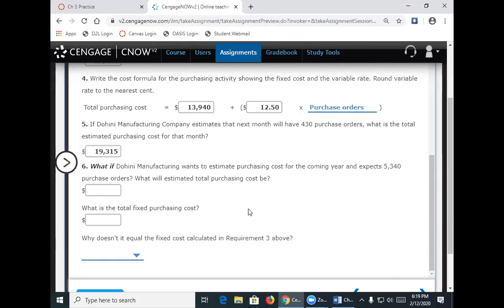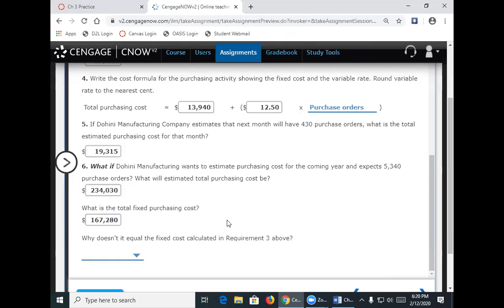So what would my total purchasing cost be? 234,000. That sounds right. 234,030? Okay, perfect. So our total estimated purchasing cost would be $234,030. What is the total fixed portion? Wouldn't it be the 12 times the 13,940? You got it. 167,280, because we took the 13,940 times 12. Very good.